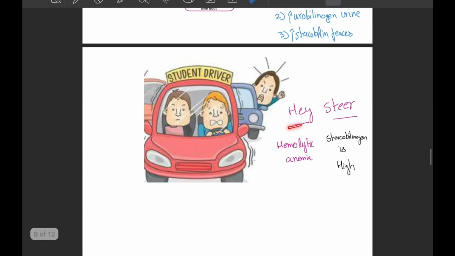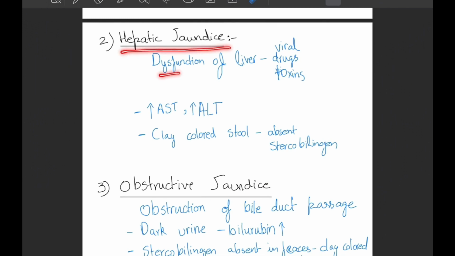So here you can see a visual. The man is saying to the driver, "Hey, steer." So for hey we have hemolytic anemia, and steer for stercobilinogen is high. This is important, please. Next we have hepatic jaundice, and this is due to dysfunction of liver.